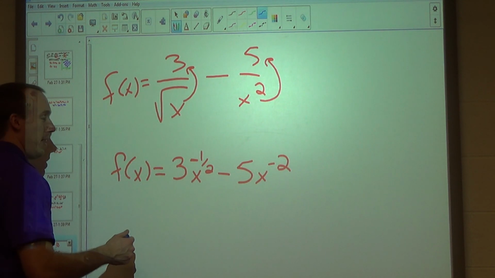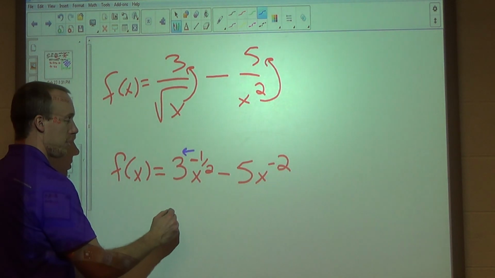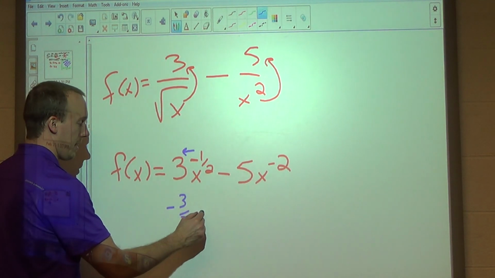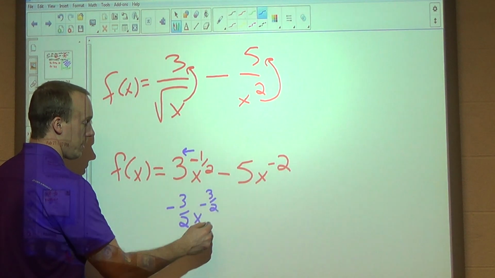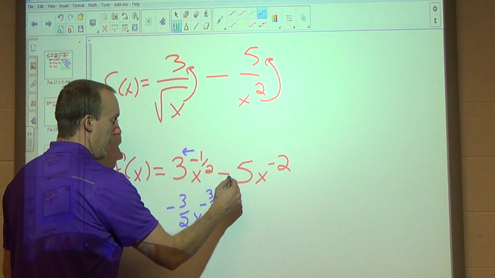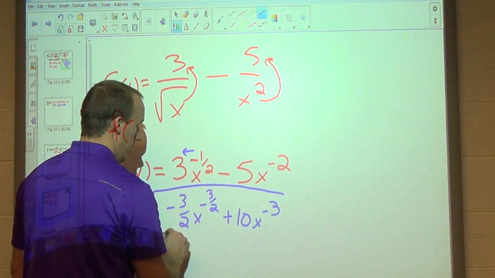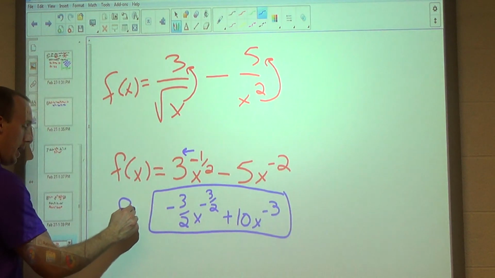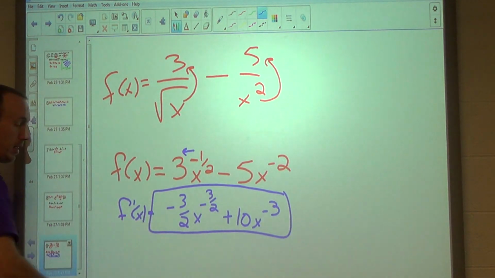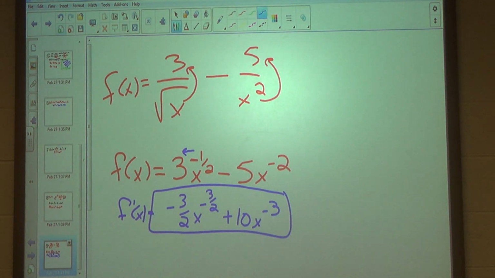Okay, so on this one then, to find the derivative, distributing would be negative 3 halves, x to the negative, subtract 1, so 3 halves. And then negative and negative here make a positive 10, x to the negative third. So then that would be my derivative of x. Questions on that?